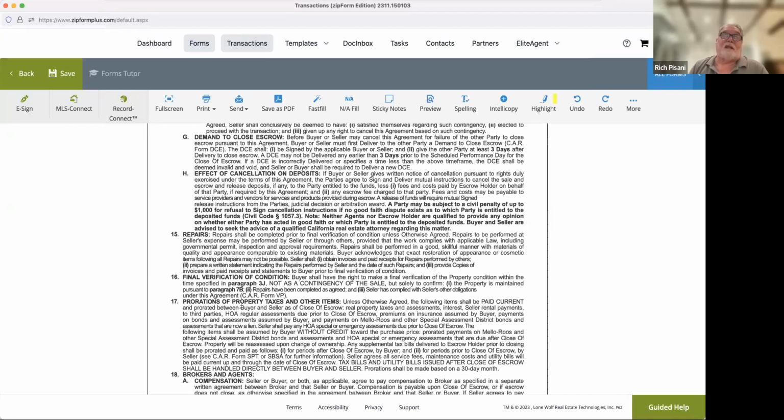You cannot stop the close of escrow because you say the repair wasn't done, or you don't like the way it was done, all of this. It cannot stop the close of escrow. It can't. And then the buyer will have to close and then take them to small claims court. That's the remedy.